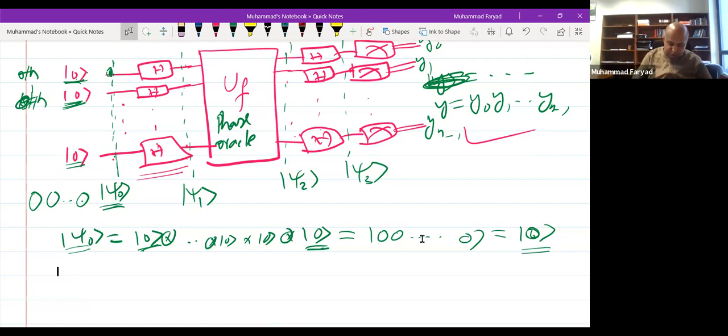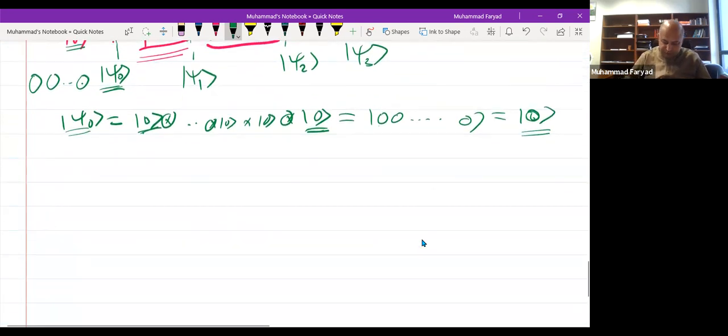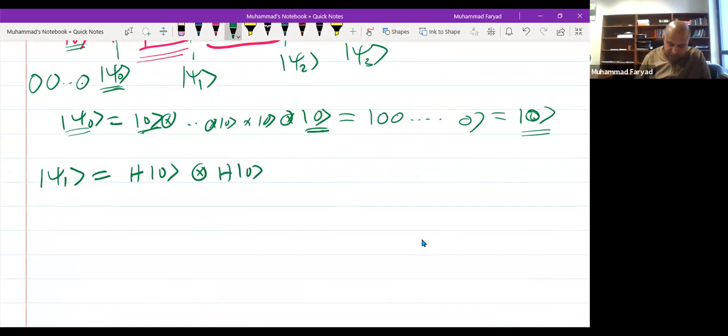Perfect. So let's now go to the next stage. Let's see what happens after our Hadamard gates are applied to each of the qubits. Let's work that out, and let's call it psi1. So this means Hadamard on this qubit, Hadamard on this qubit, Hadamard on this qubit, Hadamard on this one. So all the qubits are being Hadamard.